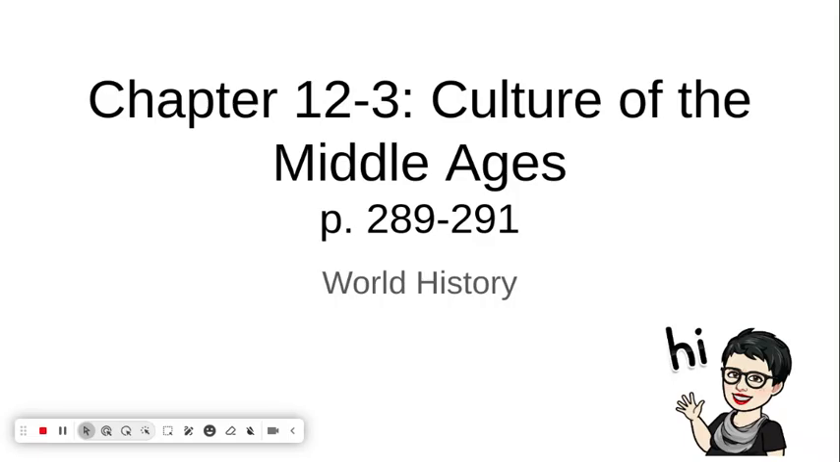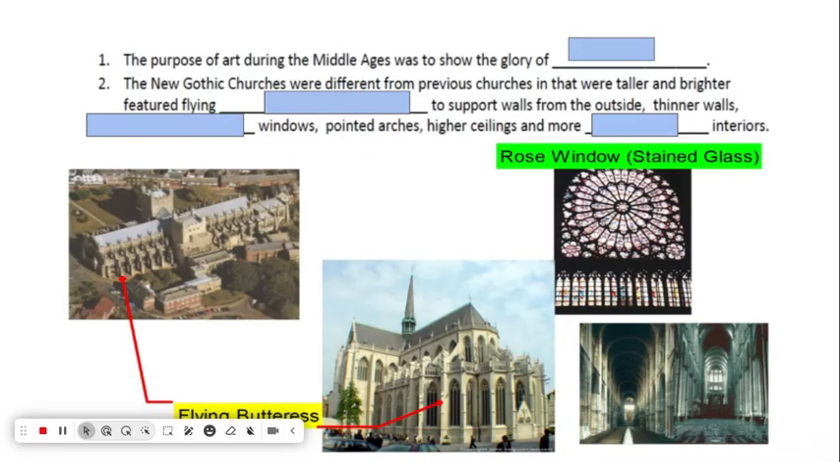And we're going to talk a little bit about architecture, particularly church architecture. One of the things that we're going to see during the end of the Middle Ages into the beginning of the Renaissance is that art is going to take on a really important role in everyday life. The purpose of art during the Middle Ages was to show the glory of God.